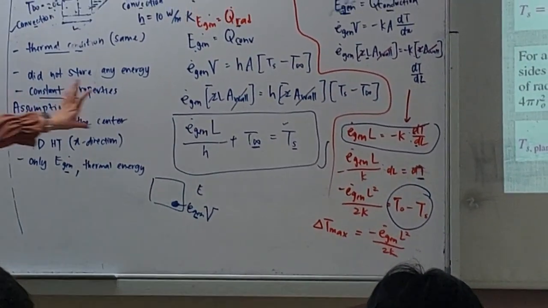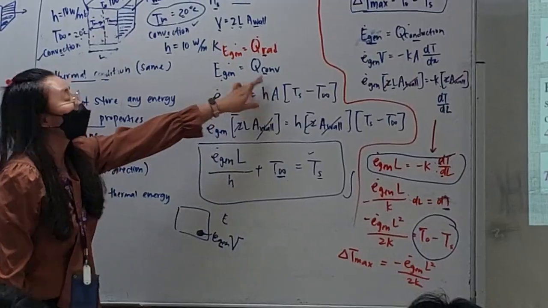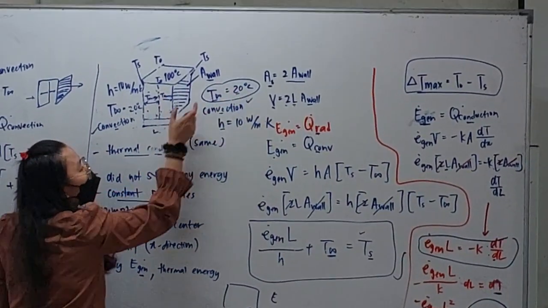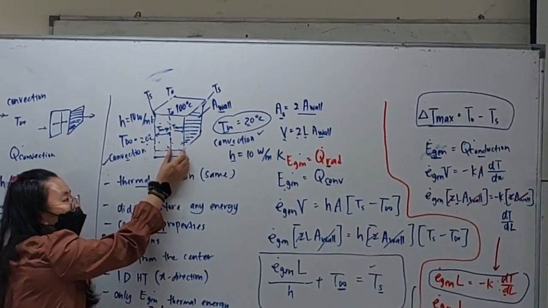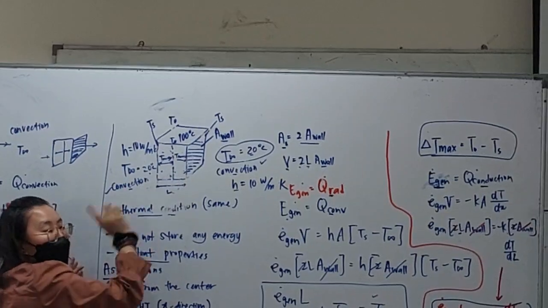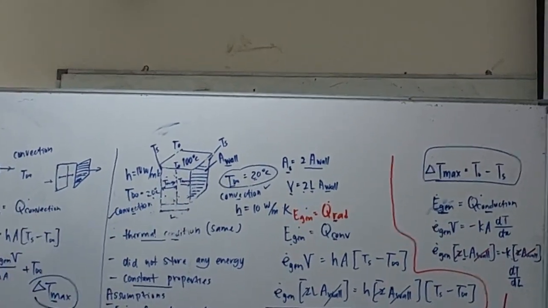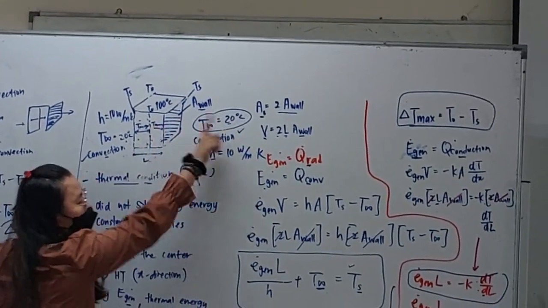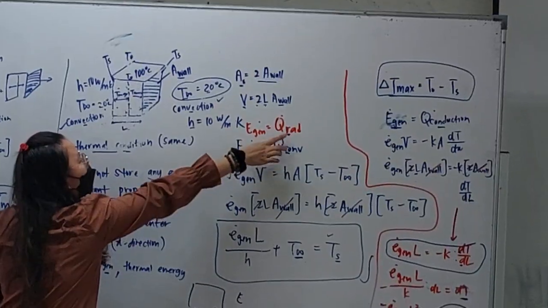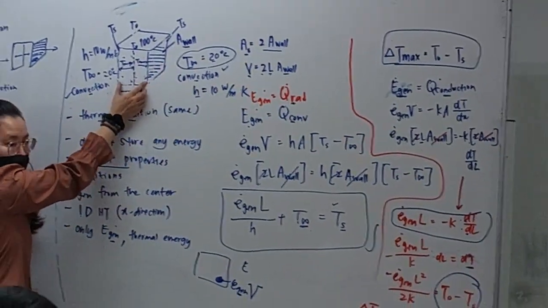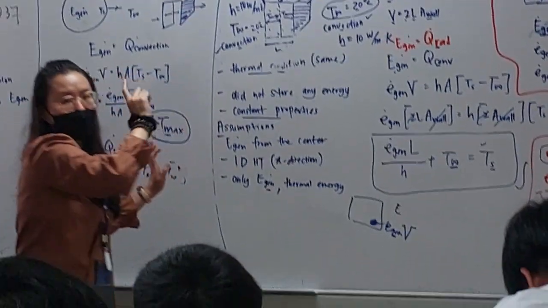One side is to the surrounding, and another one is only at the wall. Depending on the surrounding, either convections or radiations. If we need the plate, this is only conduction.